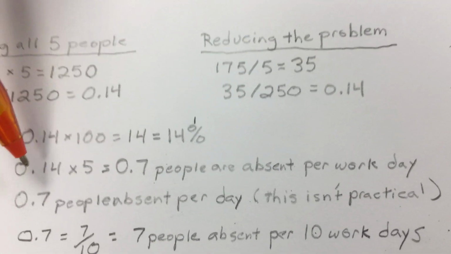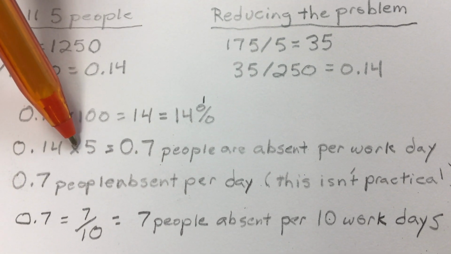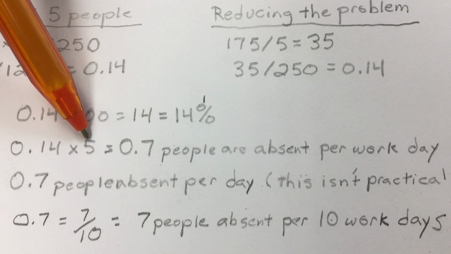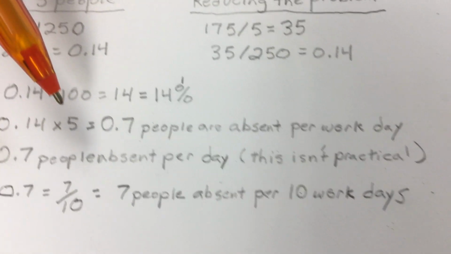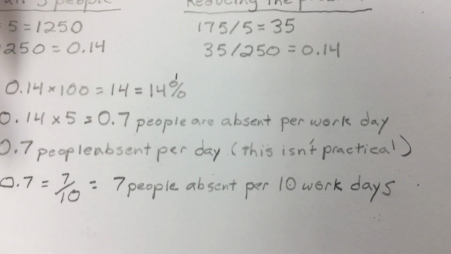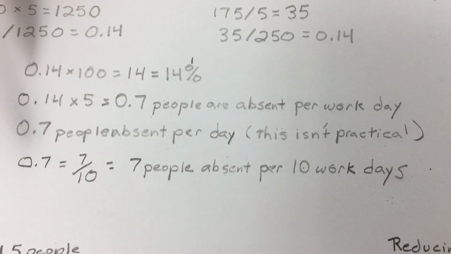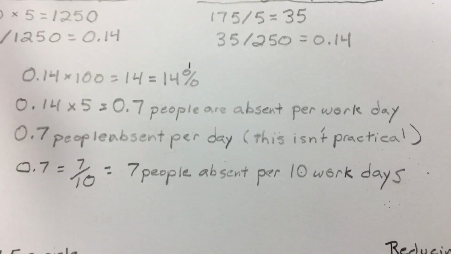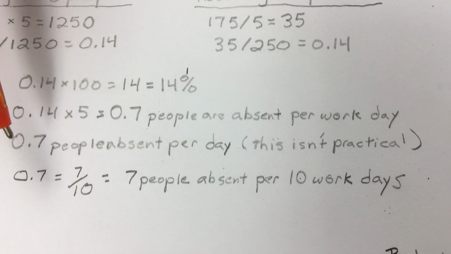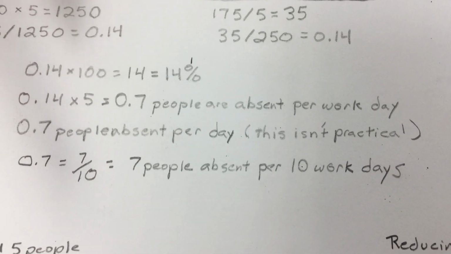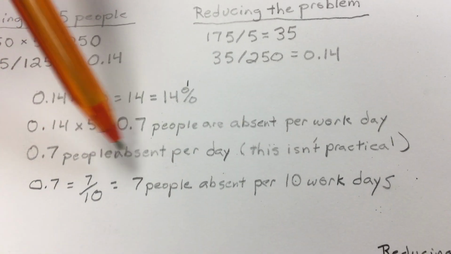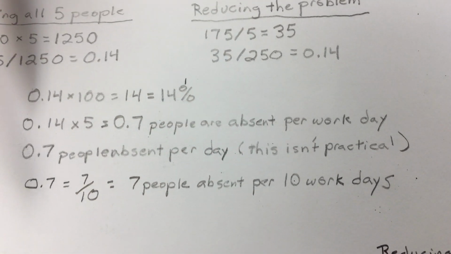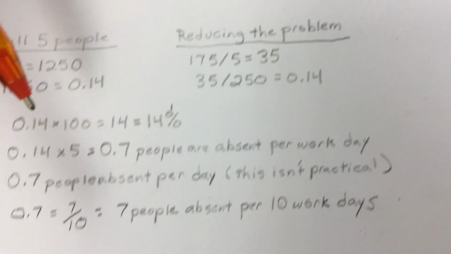In order to get that, we have to take that 0.14 and multiply it by the number of people, which gives us 0.7 people are absent per work day. Now, that's not a real practical number. If you're a numbers person, you understand what that means. But people aren't in parts, at least most of us. So you get 0.7 people absent per day. That isn't practical. So there's a couple ways we could do this.